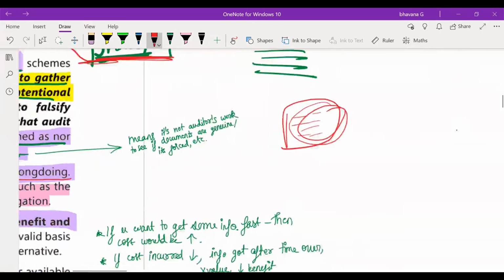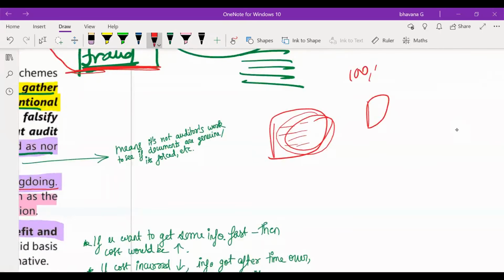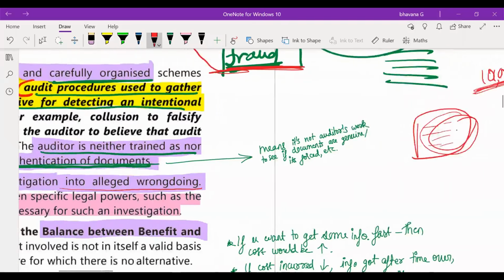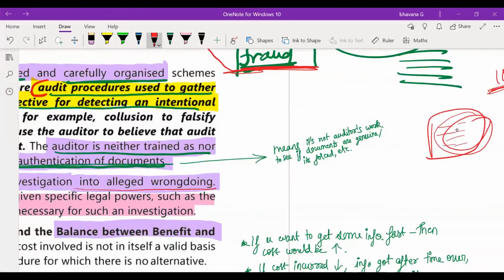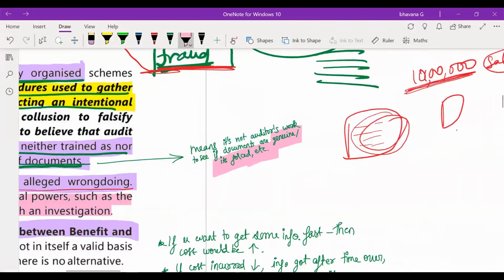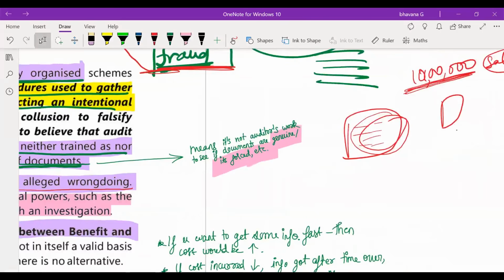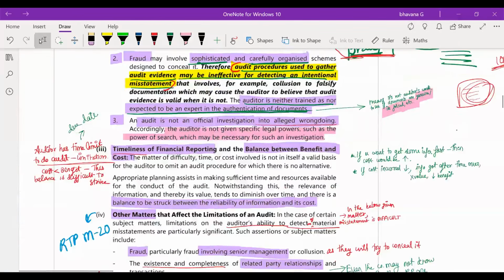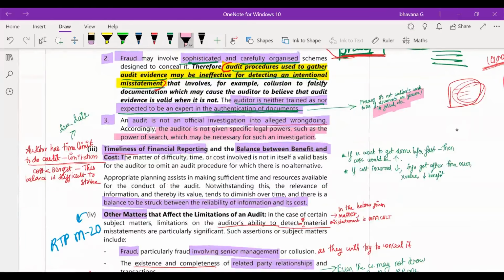Suppose there are 10 lakh sales bills in my company. The auditor cannot sit down and check each and every bill of the company, right? The authentication of the documents, that means the genuineness of the operations and documents, such as whether it is forcefully done, like sales might not have happened but we might have forcefully taken a sales receipt from the vendor. This and all I cannot sit down and check, right? So this is one of the limitations of audit. This and all comes under fraud.